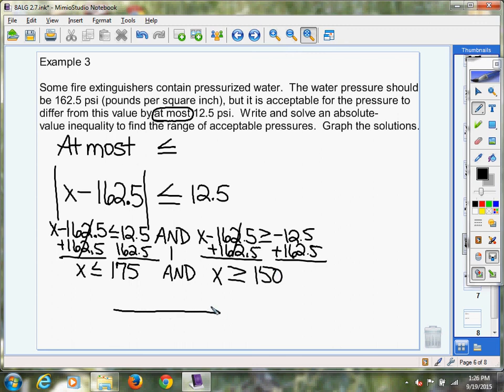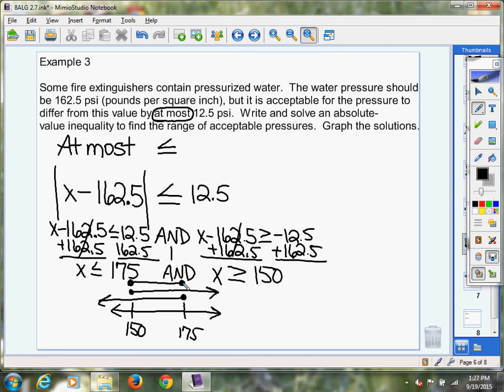So when you graph this out, let's just do it like this. We'll do 150, 175. We'll just put our two numbers there. We know it can be 175 or less, and we know it can be 150 or greater. And there's your overlap, so your answer lies between and includes 150 and 175. So we wrote an absolute value inequality, we solved it, and we graphed it. That's our goal for this word problem, is to recognize it for what it is.